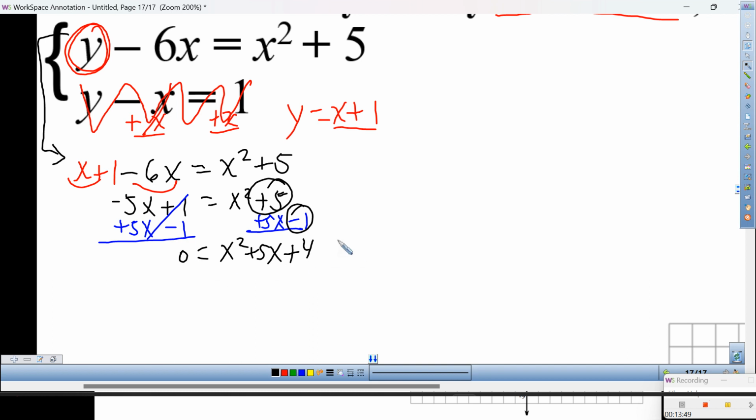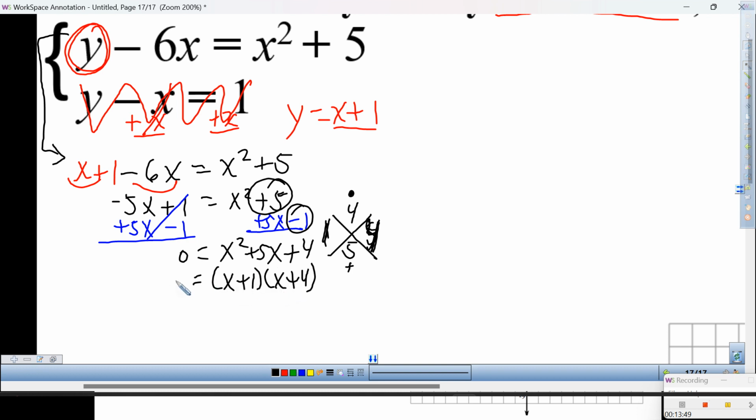How do we factor this? What goes on top? 4. What goes underneath? 5. Factors of 4 that add up to 5. Everyone. 1 and 4. That is correct. 1 times 4 is 4. 1 plus 4 is 5. So my factors are x plus 1, x plus 4, and all that equal to 0.